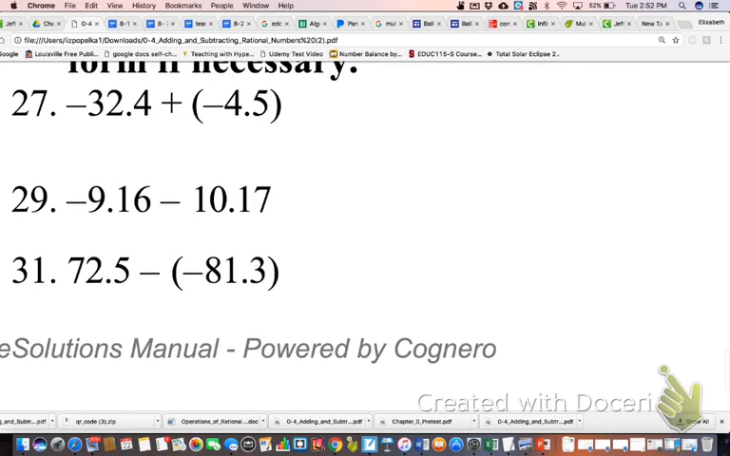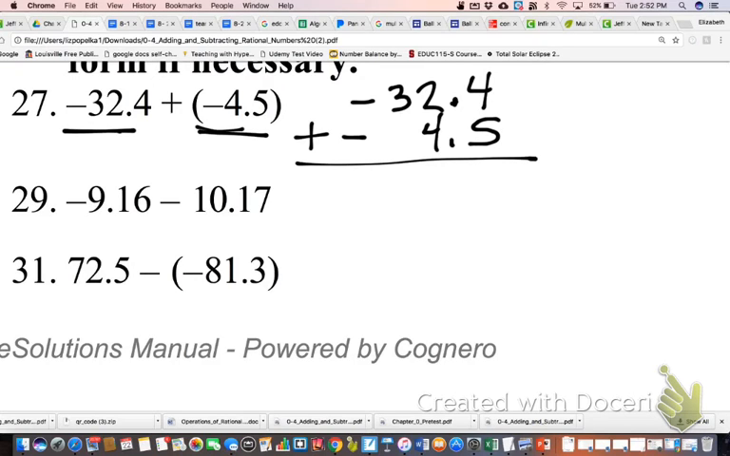I've got decimals for number 27, and I notice that this is a negative and that is a negative. I'm adding two negatives together. So all I need to do, because they're decimals, is make sure I line up those decimals. So negative 32.4 plus negative 4.5. And because they're both negatives, I'm simply going to add them together. So this becomes negative 36.9.